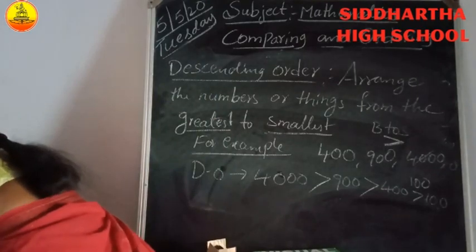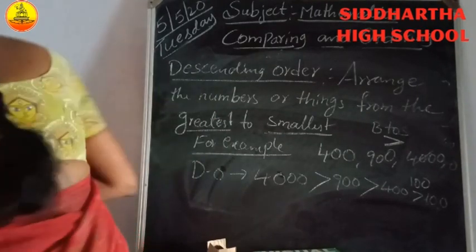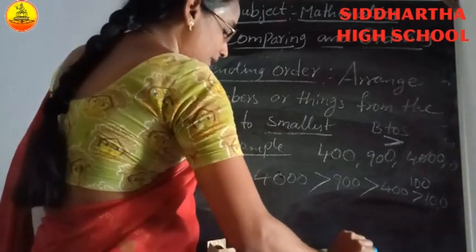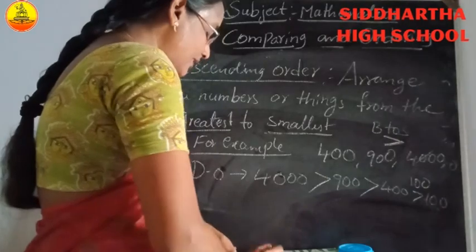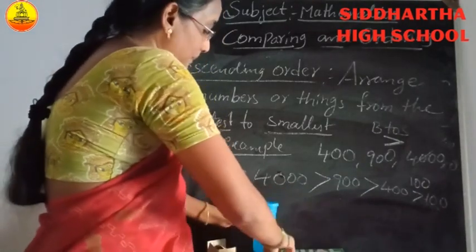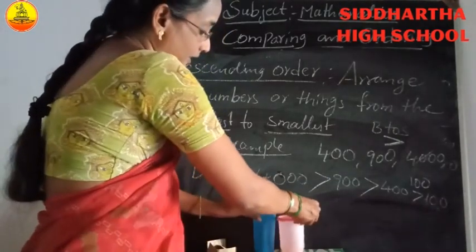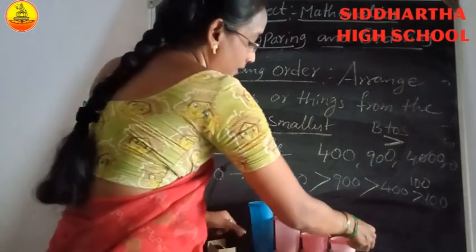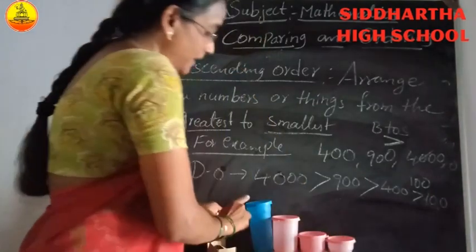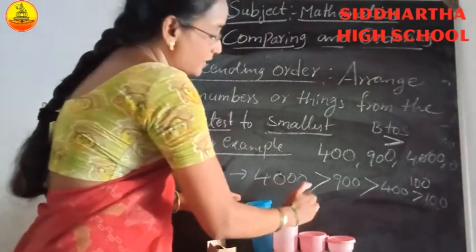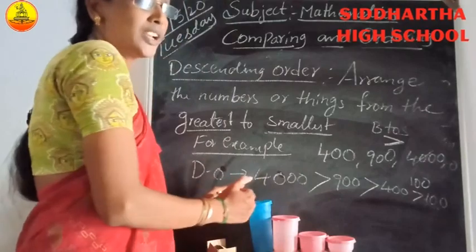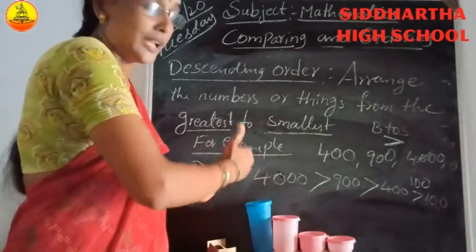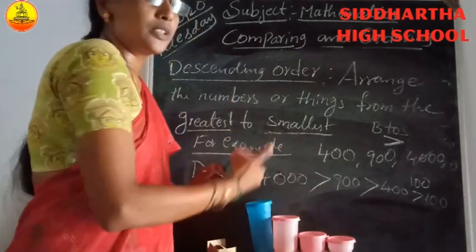Okay children. Descending means what I said, children? Descending means big to small. Here some things are there. Again, same thing, I will arrange this one: big one, next one, next one. Step by step it is decreasing. This is called decreasing order also. Decreasing means big to small. We go from the high value to the low value.